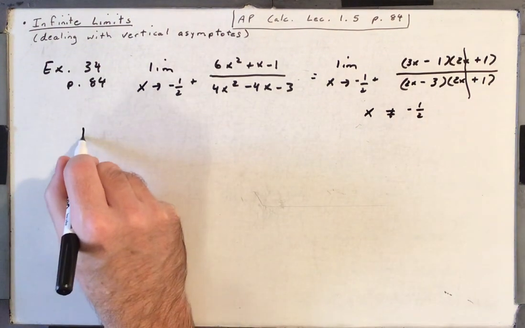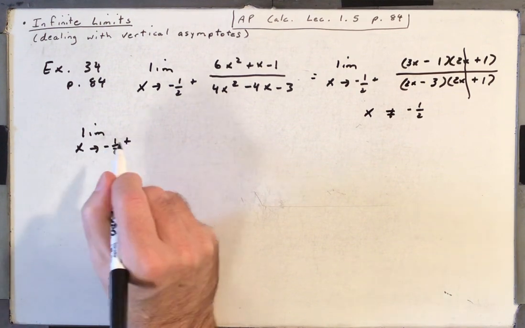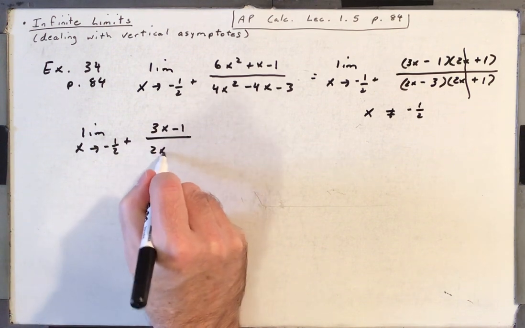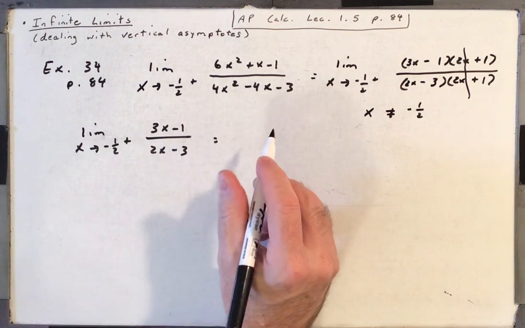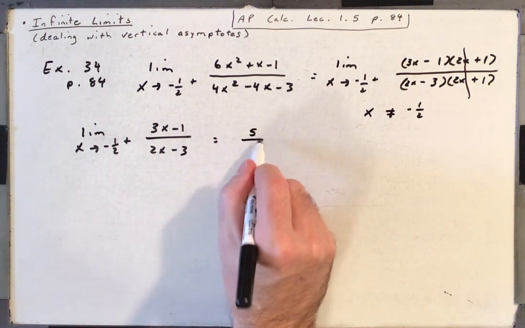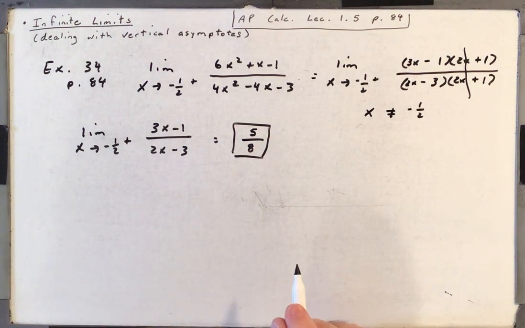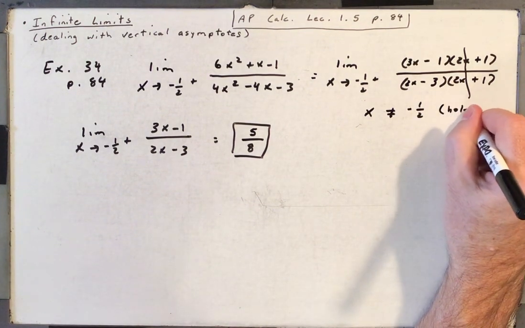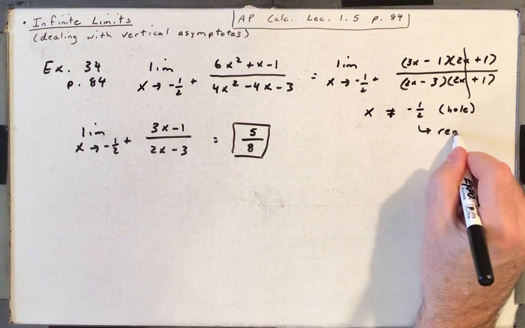So we would take the limit as x approaches -1/2 from the right of 3x minus 1 over 2x minus 3. We can go ahead and plug in a -1/2 there. And after you do that, you would get 5/8. Okay, so in this particular case, there would be a hole because it canceled out. We have a hole at -1/2, so that's a removable discontinuity.